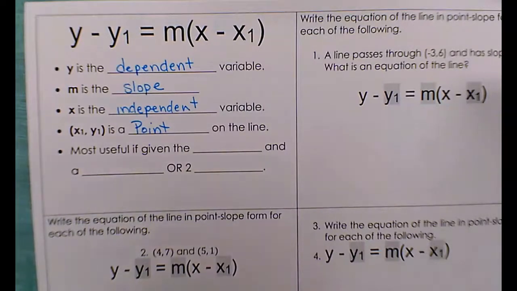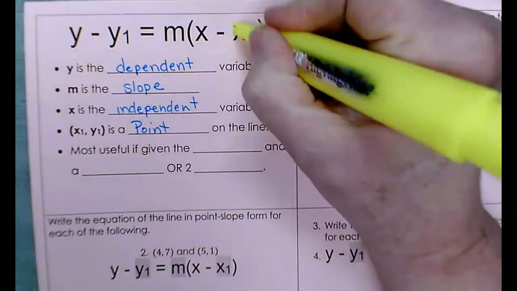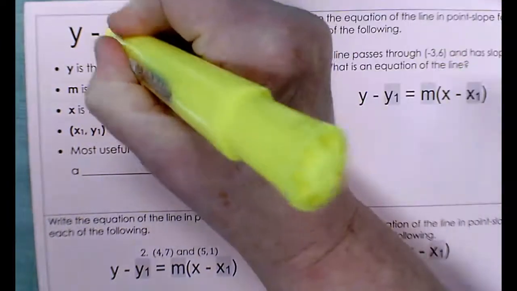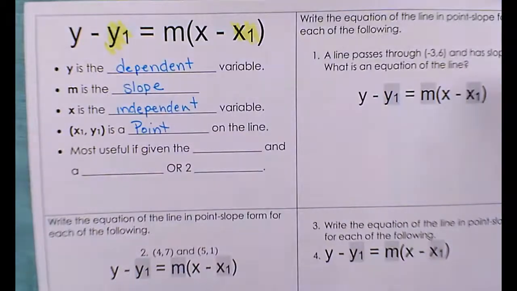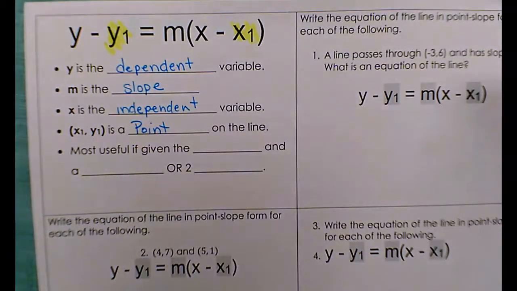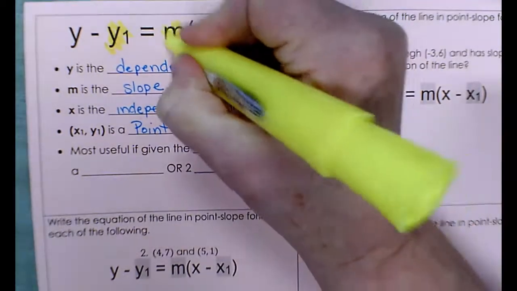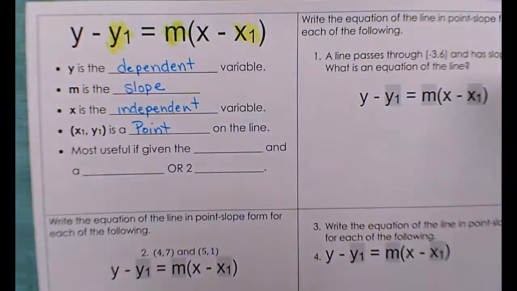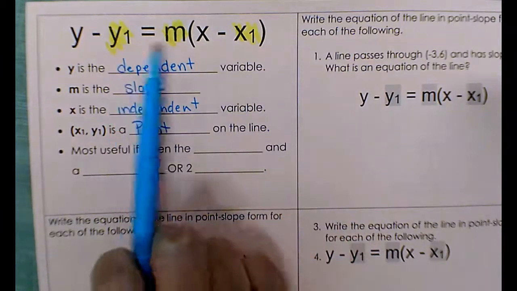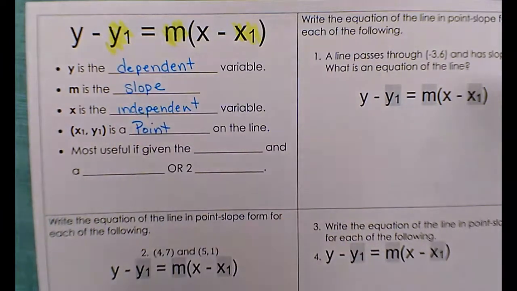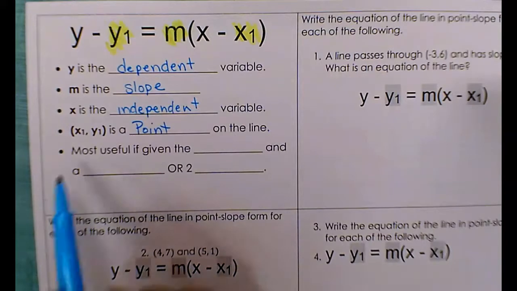The y is the dependent variable. The m is the slope. X is the independent variable. The x1 and y1 represent a point on the line, and m is our slope, as I already said. And when we fill in the equation, these highlighted parts are the parts we are going to fill in.